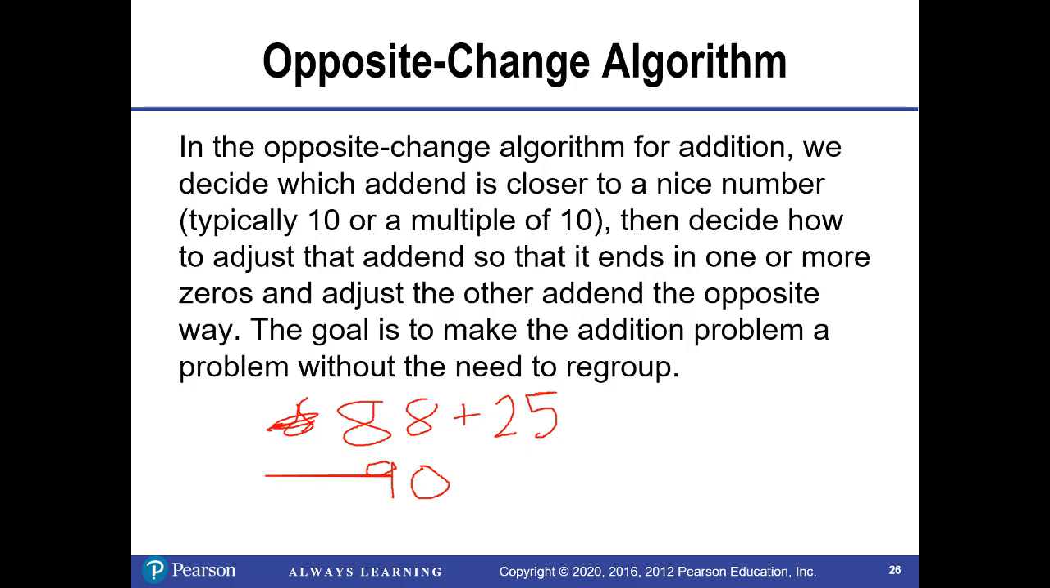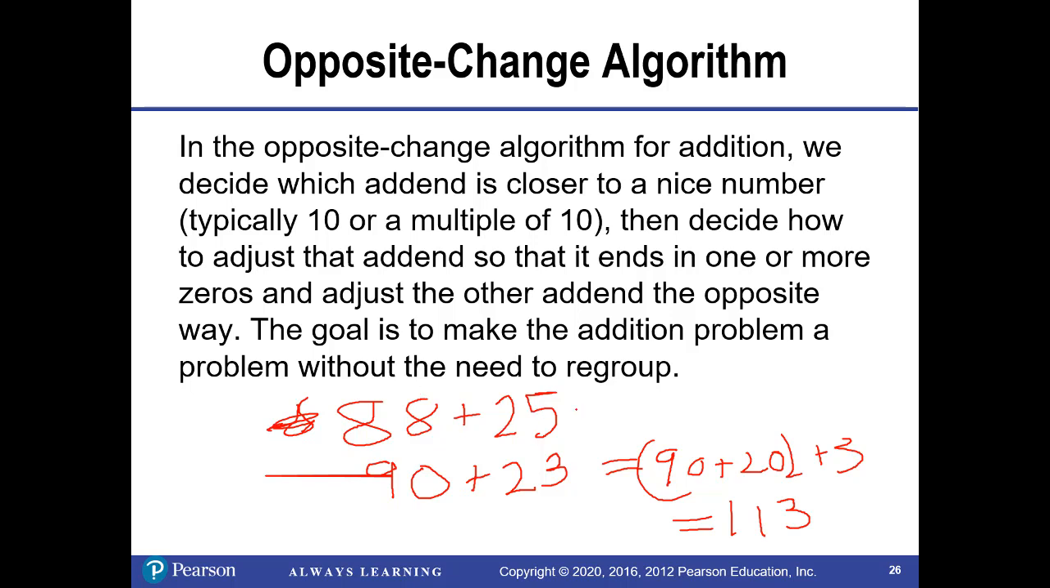How do I get from 88 to 90? I add 2. To make up for the 2 I added to 88, I have to take 2 away from 25. So now instead of 88 plus 25, I have 90 plus 23. And I might break this down even more and say that's going to be 90 plus 20 plus 3. So 90 plus 20 is 110, plus 3 more is 113. So for the opposite change algorithm, we're looking for nice numbers. And that's always in the eye of the beholder.